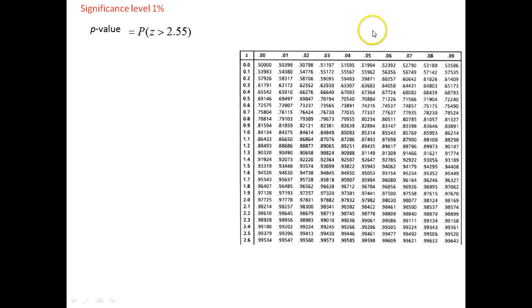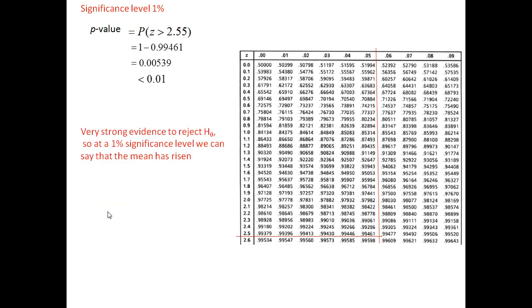So looking at table 3 and using 1% significance level, so we are looking for Z greater than 2.55. So there's 2.55, but that's up to 2.55, so we need to take that away from 1, and we get a p-value of 0.00539, which is less than 1%. Therefore, there is very strong evidence to reject H0. So at a 1% significance level, we say that the mean has risen. So that was using normal distribution for a large value of lambda.